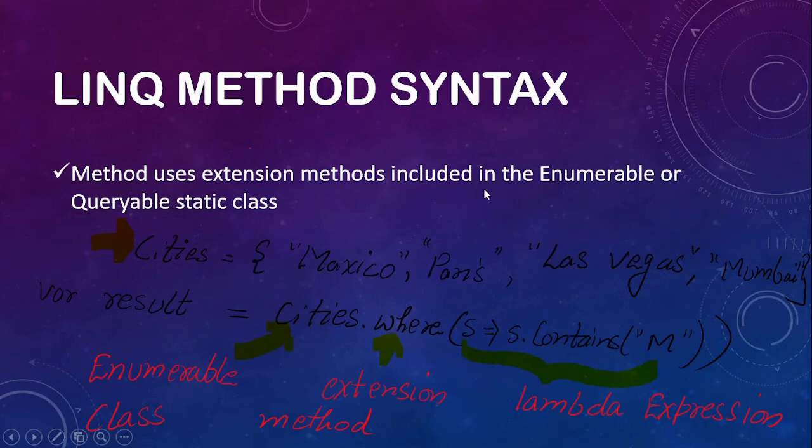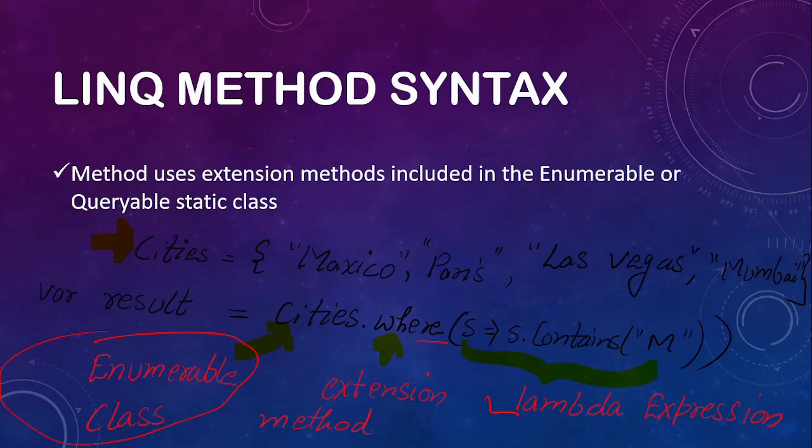The second type is LINQ method syntax. LINQ method syntax uses extension methods included in the Enumerable and Queryable static classes. There are three points to remember when writing a LINQ method query. The first is the enumerable class, which can be a data table, a list, or any collection. The second is the extension method, such as Where or other extension methods of that class. The third is the lambda expression. With these three things, you can build your LINQ method query completely.